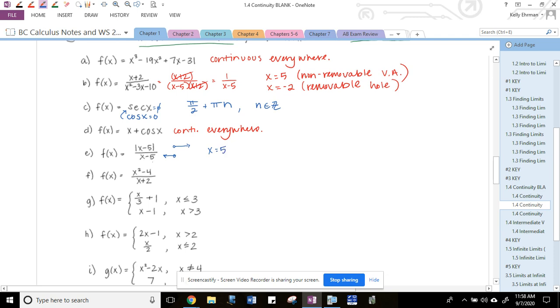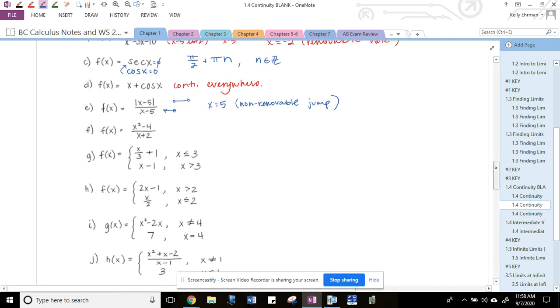And can I somehow remove that? No. So that's non-removable. I know I wrote vertical asymptotes before, but a jump is also something that you can't remove. I can't just simplify the function the way that it is because of the absolute value.